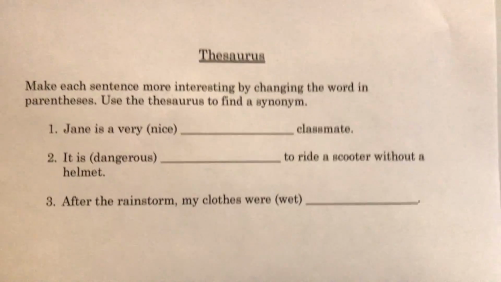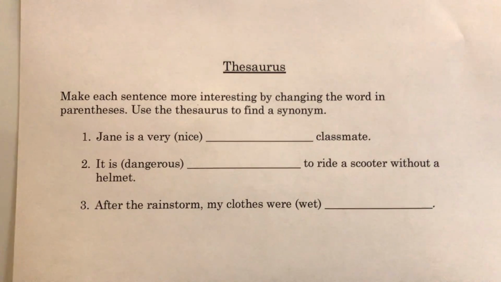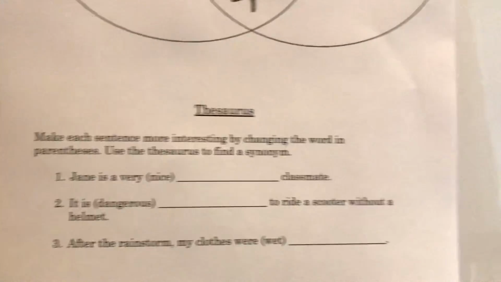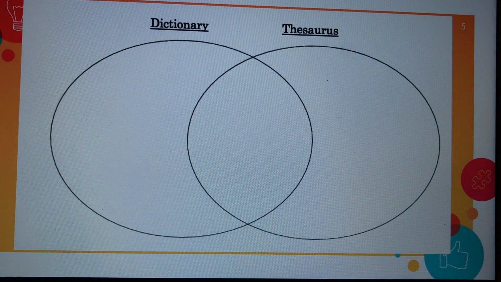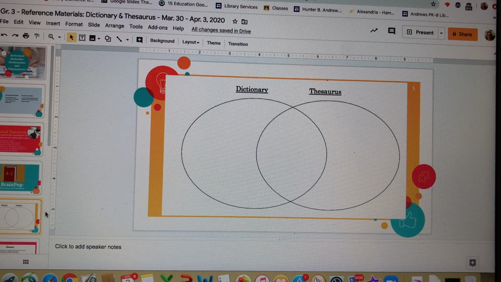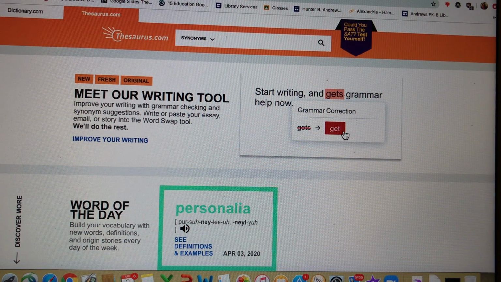All right, now we have this one down here. We have a thesaurus practice where it says, make each sentence more interesting by changing the word in parentheses. Use the thesaurus to find a synonym. Well, since I don't have a physical thesaurus here with me, I would like to use the thesaurus that I have online. So I am going to go here to the thesaurus that I put up, and this is thesaurus.com. If you don't actually have a print copy that you can use, you can always Google it. That's what's really nice about the internet. Sometimes it can help you find information pretty easily.